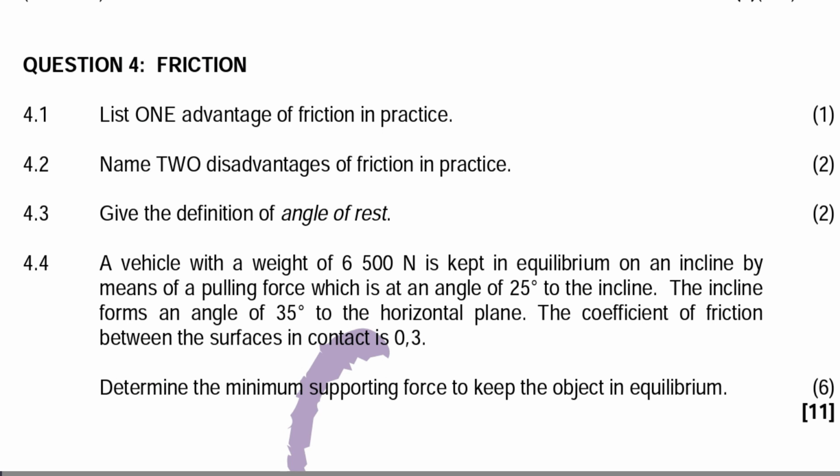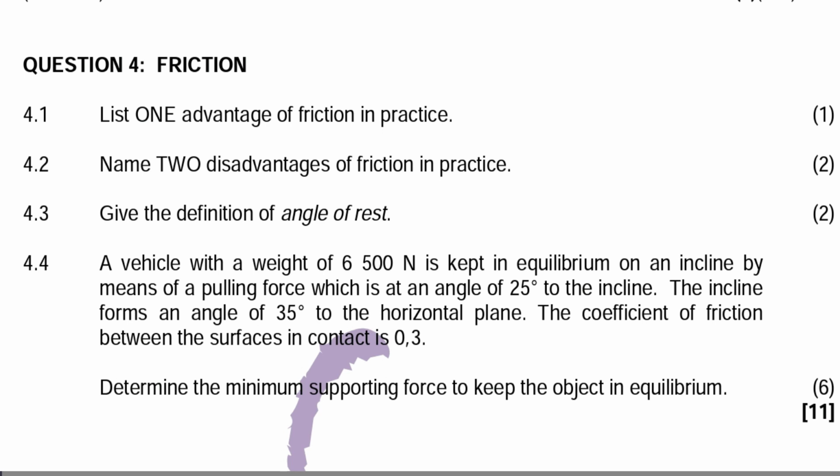So we're going to move on to the second question, 4.2, which says name two disadvantages of friction in practice. Now they are looking for disadvantages. Friction causes heat, which results in a loss of power. As a result of friction, heat is generated, which results in a loss of power that could have been used in doing exactly what we wanted to do in that particular machine.